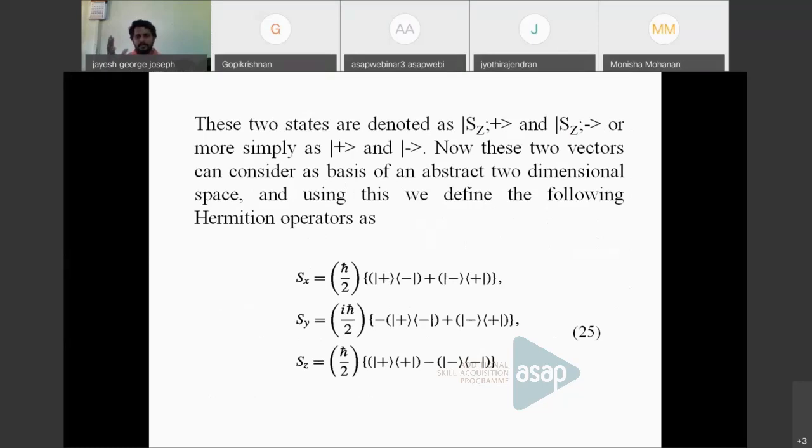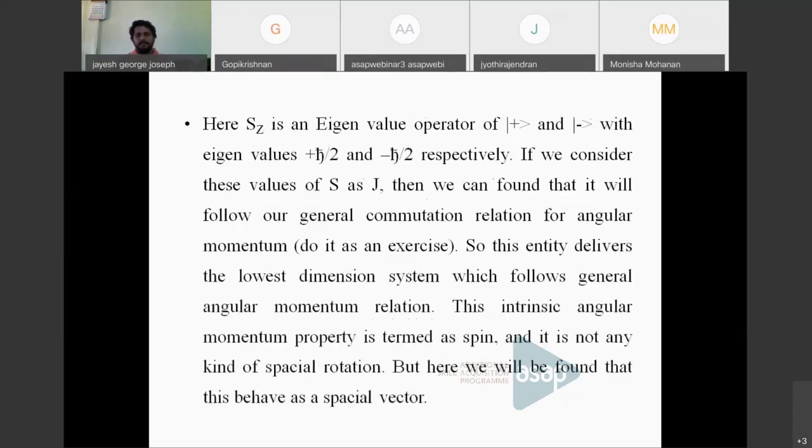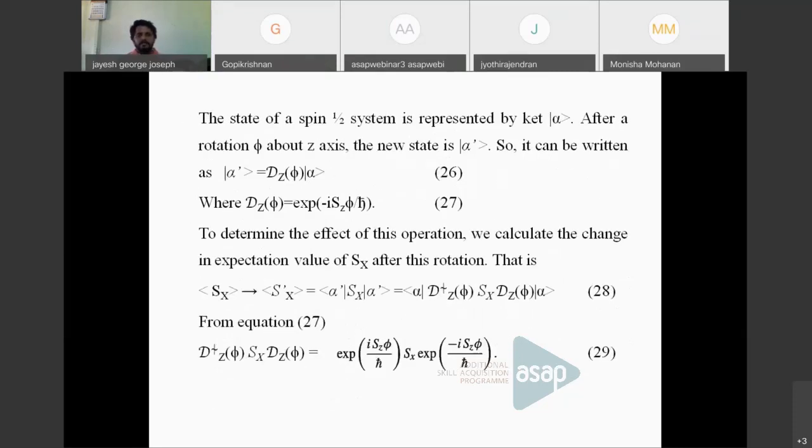That means if this way of gesture is not correct, that is not a rotation. This is something different. But there is a very interesting property: here we can find that this behaves as a spatial vector. And this is the state that we are going to determine.